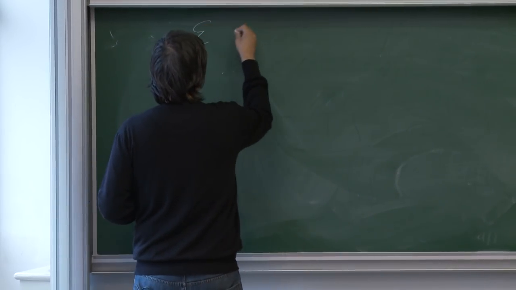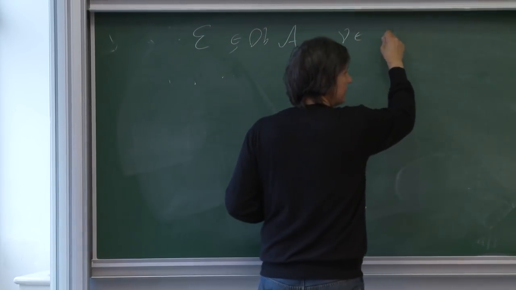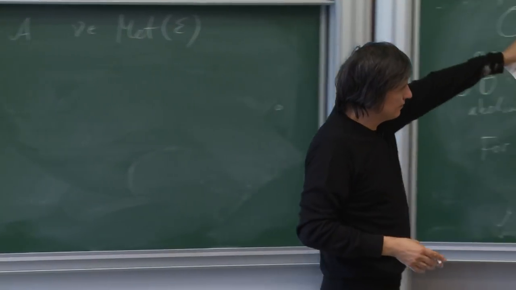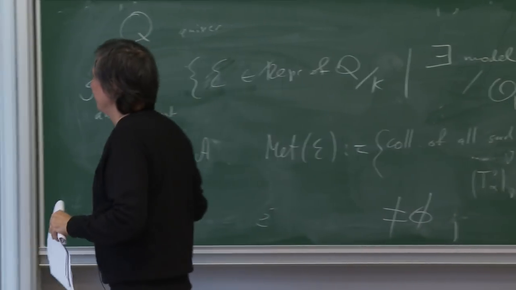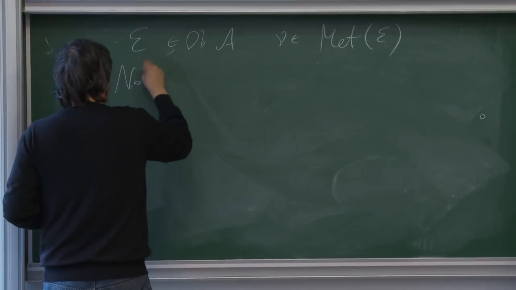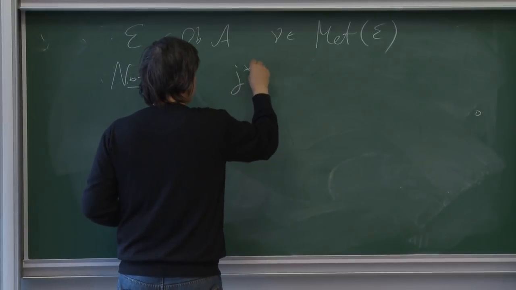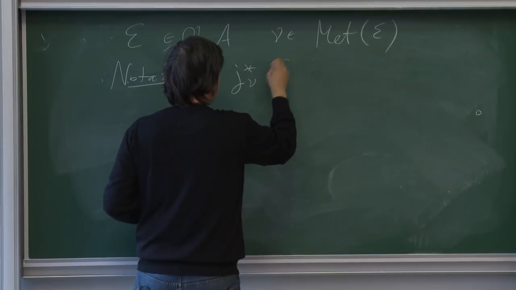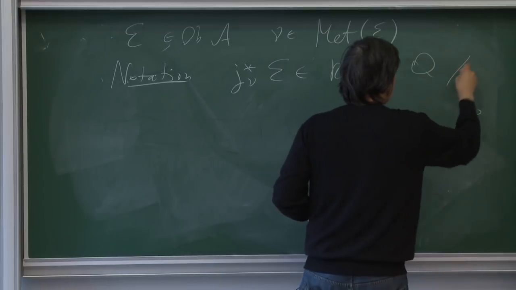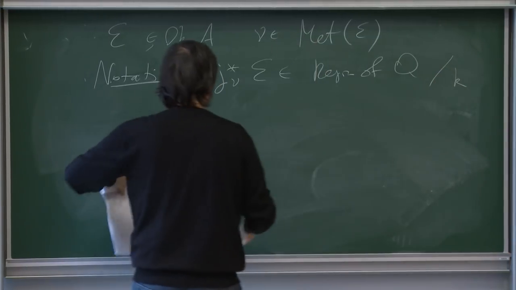If I get E, an object of A, and a norm, a metrization of E, then because it has a model, I can get a representation Q of the residue field, which for the vector space I denote something like V reduced. But now I introduce a notation, which will be clear next time: J upper star nu of E, the representation of the quiver over the residue field.